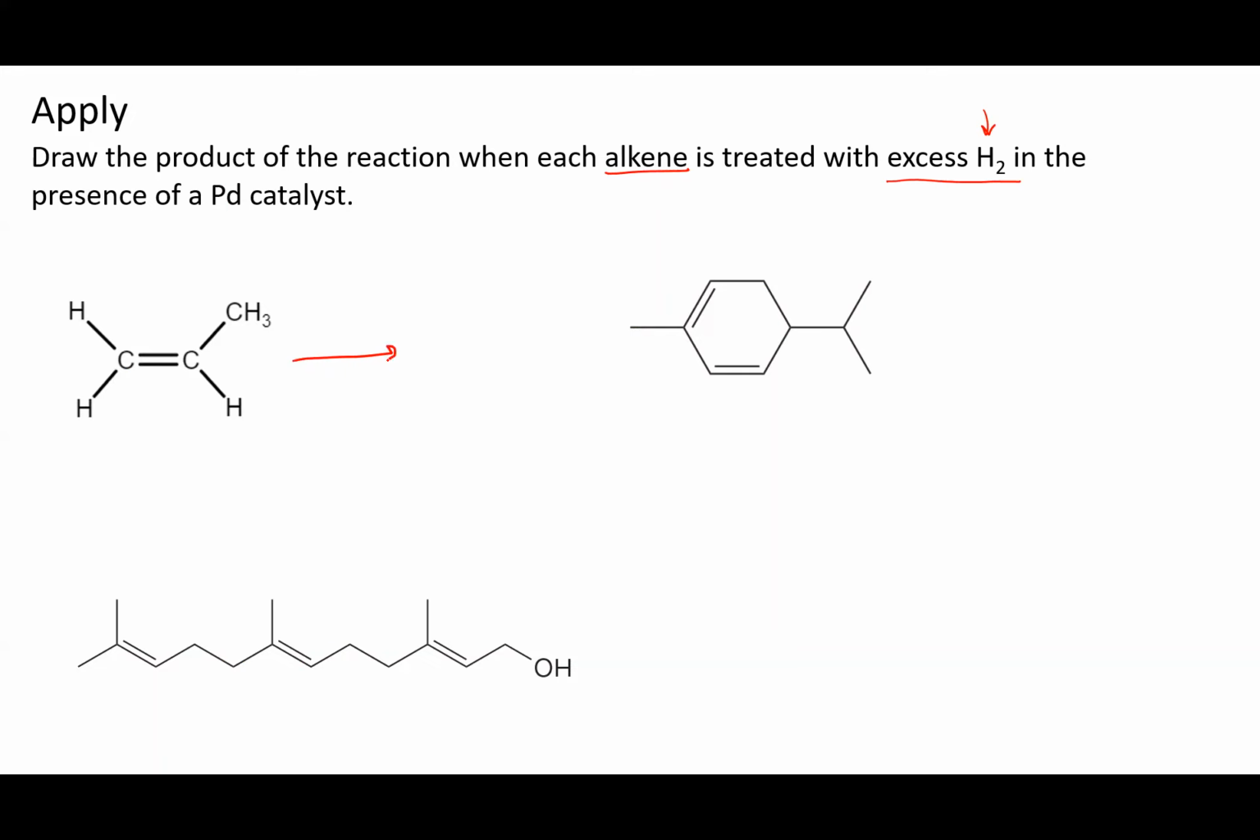And this is to save a little bit of space. I'm going to draw H2, which is my reactant here. And then I'm going to draw Pd below my arrow just to show that I do have a catalyst present in this reaction. Okay, they have told me I have excess hydrogen.